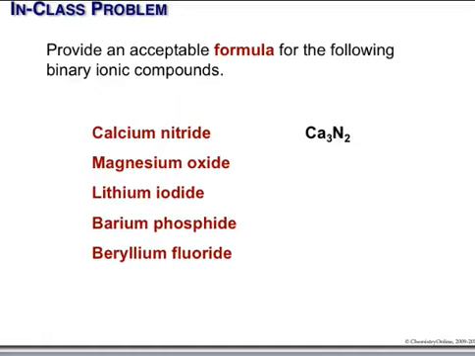Magnesium oxide. Magnesium, right there, is group 2. So that's going to be a +2 cation. Oxygen is over here. It is a group 6. Therefore, it will pick up 2 electrons. It will be a -2 anion. We have +2, -2. If we crisscross, that would still be 2 to 2. Simplify that, 1 to 1.